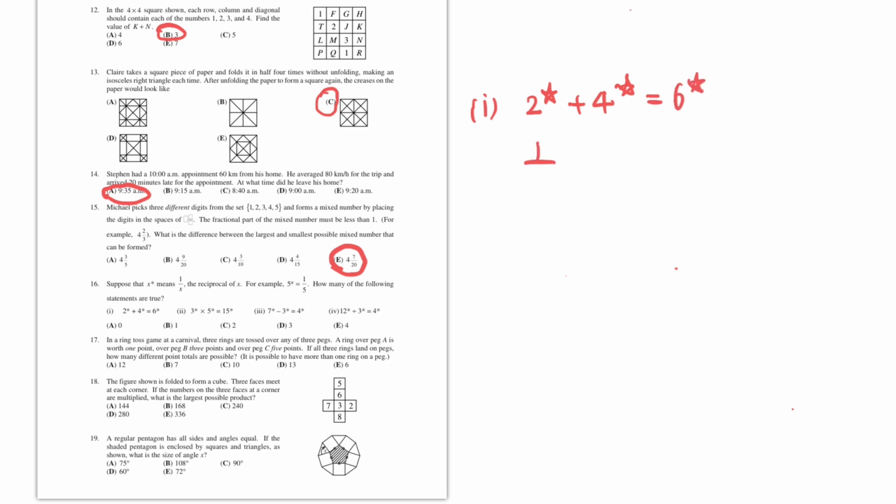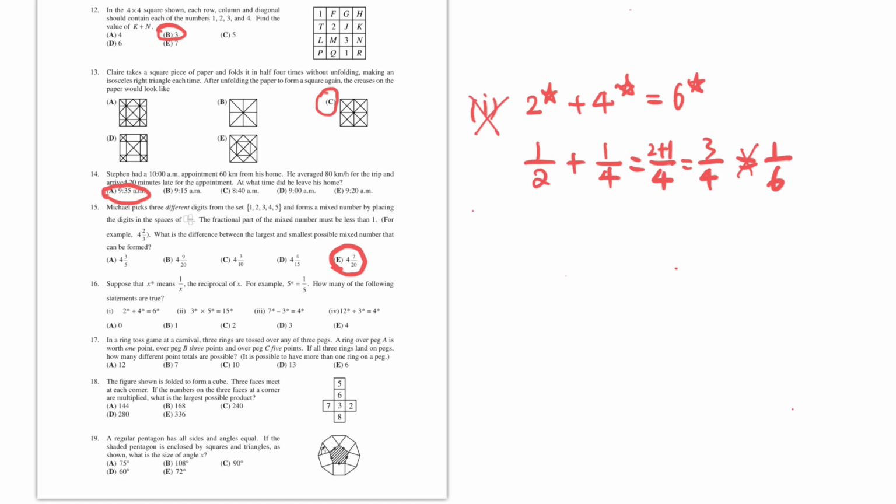2 star is 1 over 2. 4 star is 1 over 4. The LCM is 4, so the first one will be 2 plus 1, which is 3 over 4. The given is 6 star, 1 over 6. They are not equal, so that's false. The first one is false.